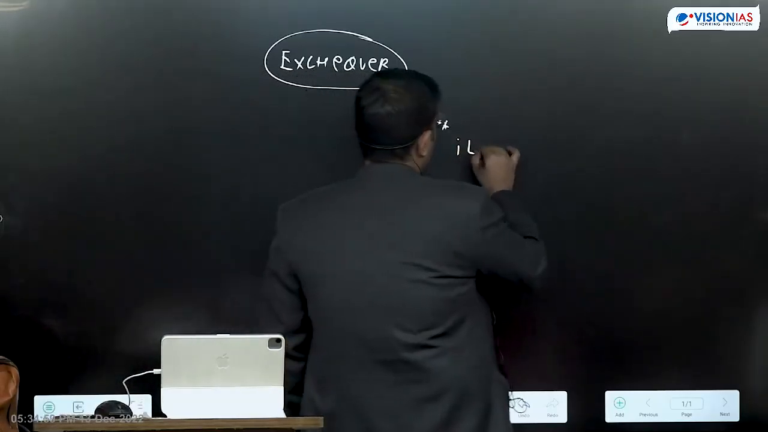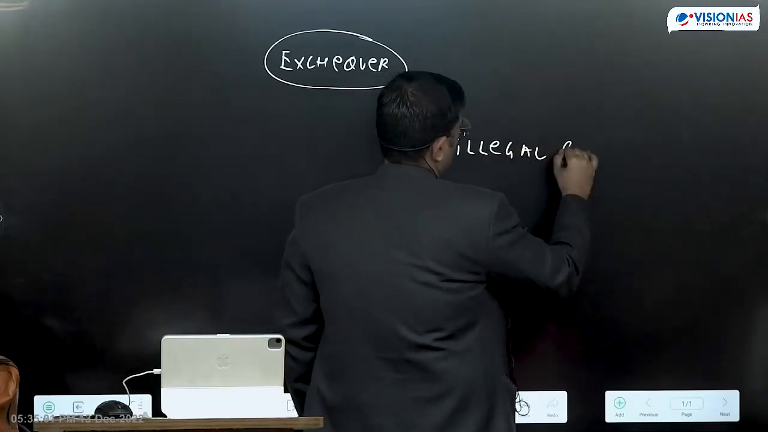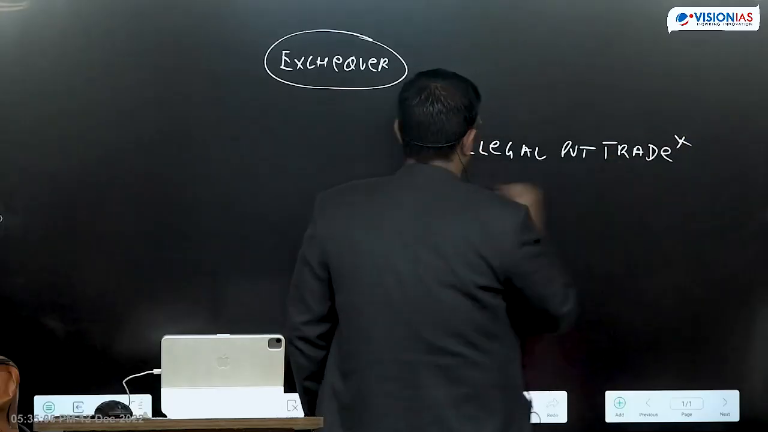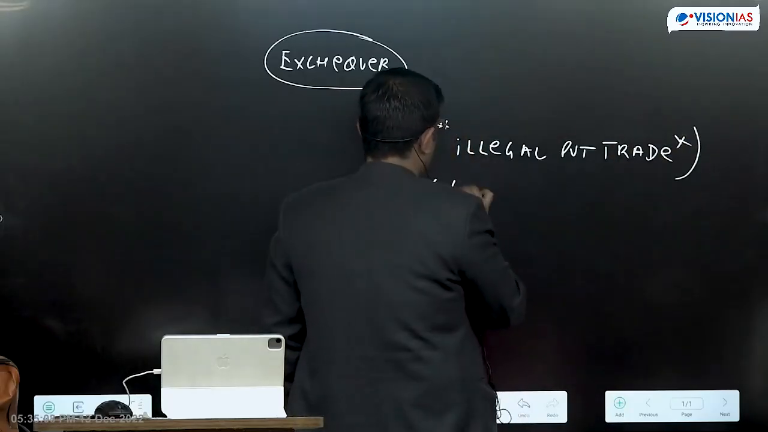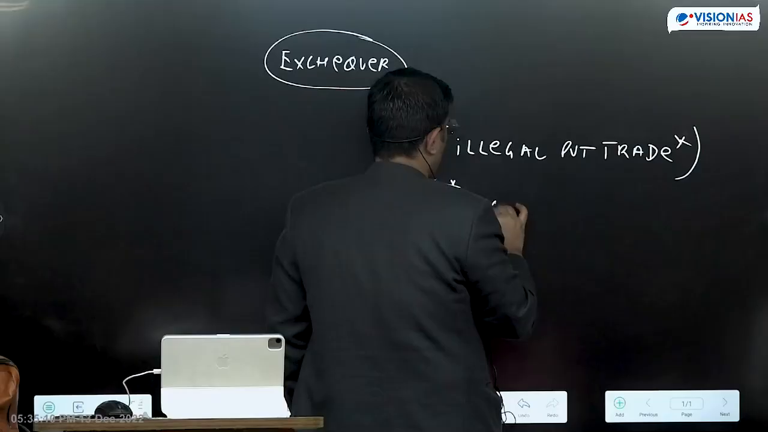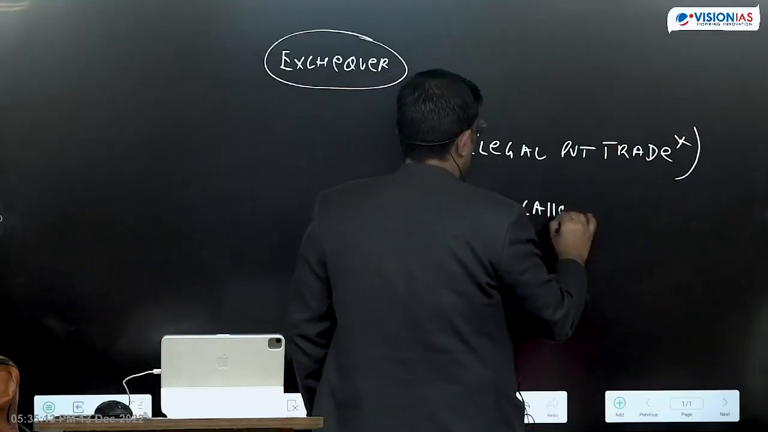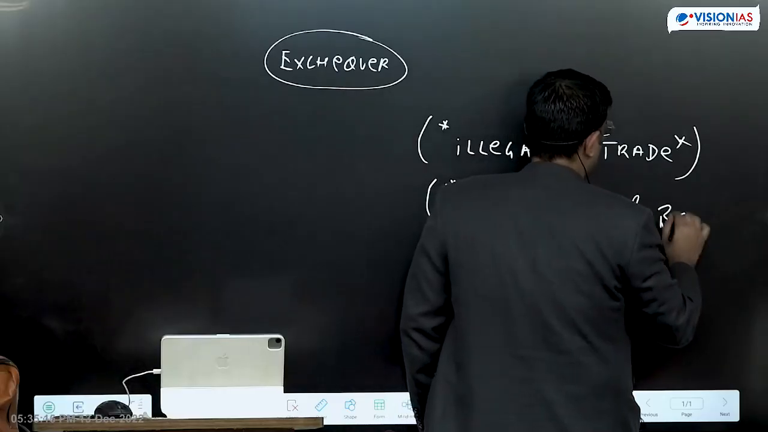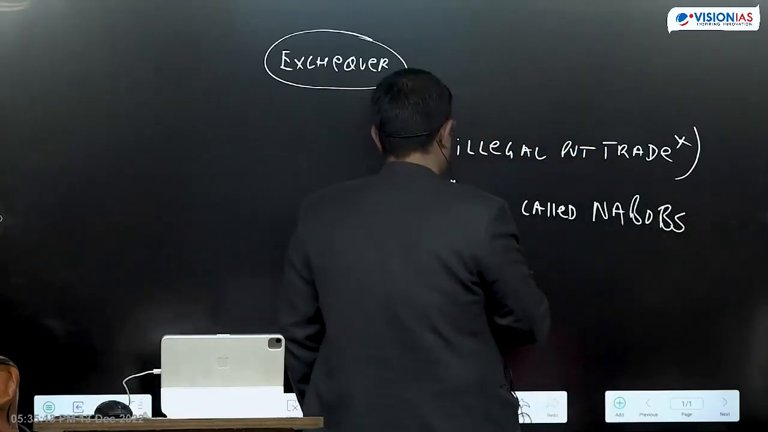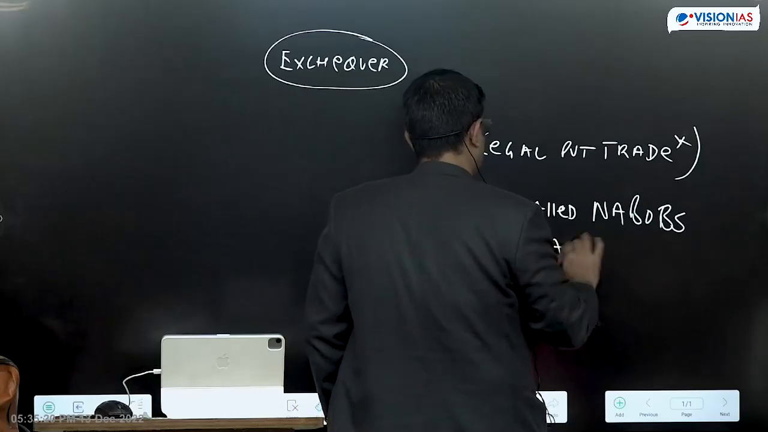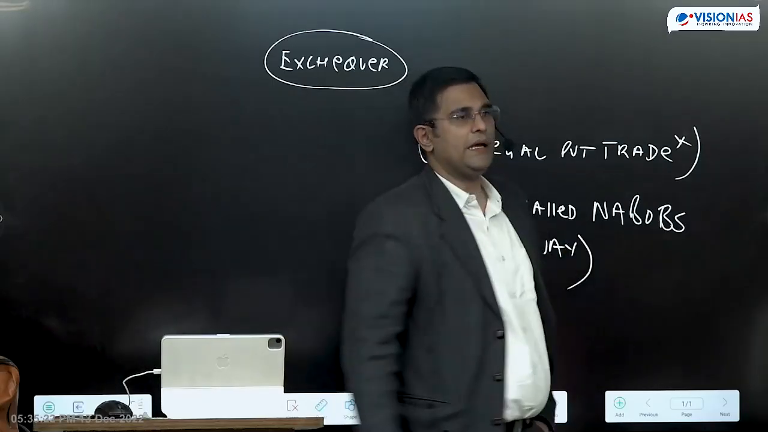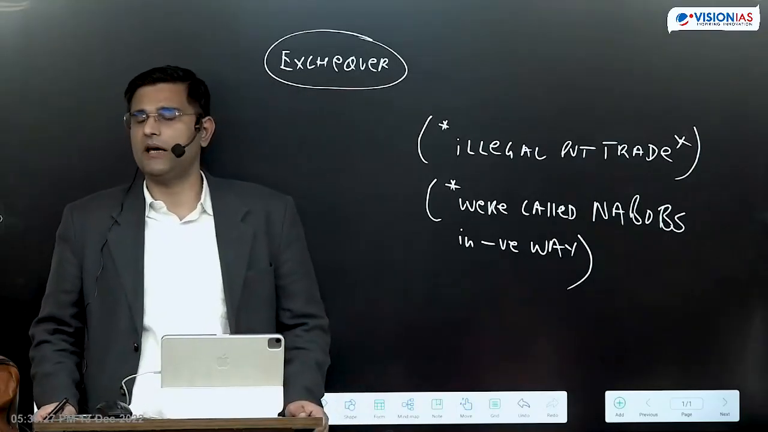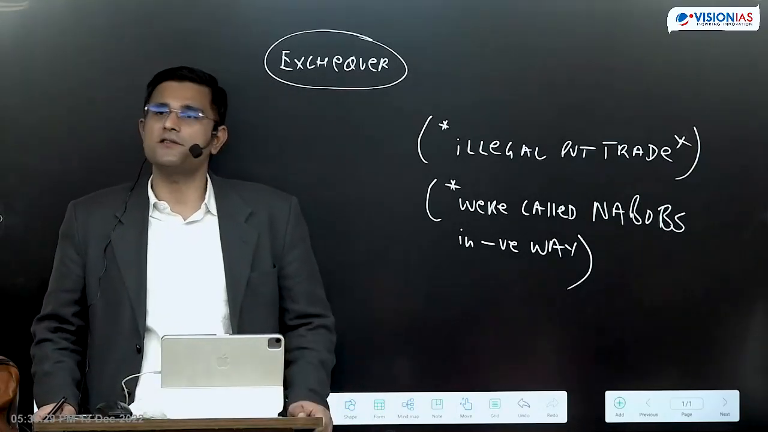In brackets, illegal private trade, brackets closed, were called nabobs in a negative way. So the word nawab became nabob. It entered the English dictionary also.